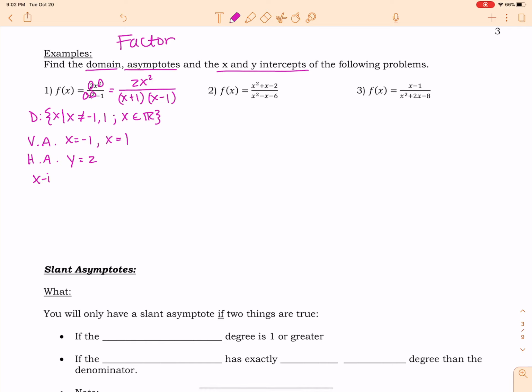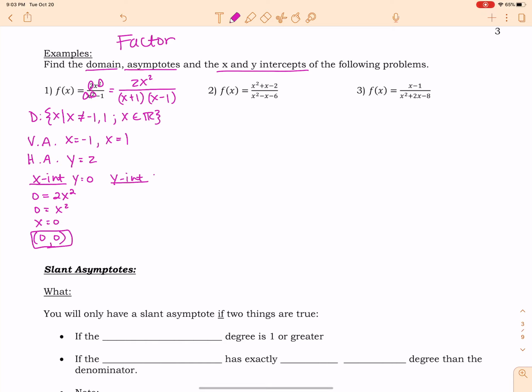All right, let's look at our x-intercept. To find the x-intercept, remember that is when y equals 0. Okay, so when y equals 0, essentially what you're going to do is set the numerator equal to 0 and solve. That's all you have to do. The denominator has nothing to do with it because you end up cross-multiplying and it turns to 0 anyway. So we end up with 0 equals x squared, and of course x equals 0. So my x-intercept is 0, 0.